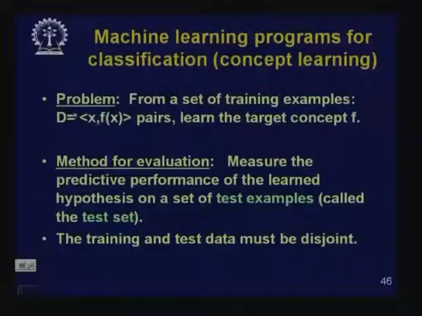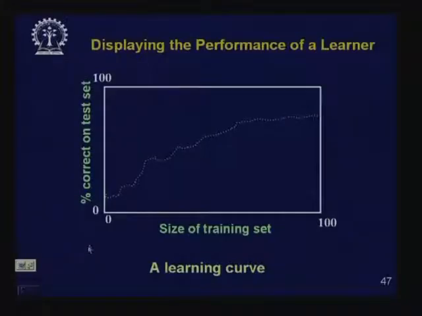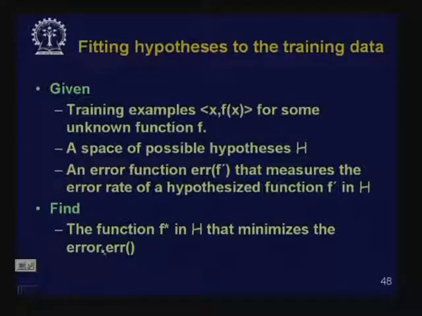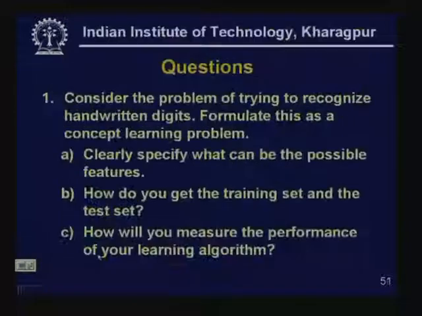So, in concept learning, our problem is to learn the target concept f from a set of training examples, and to evaluate, we measure the predictive performance of the learned hypothesis on a set of test examples called the test set, and we require that the training and test sets are different from each other, so that there is no bias. Okay. These details we will look at in the next class.